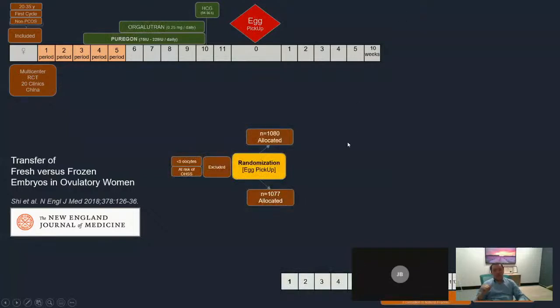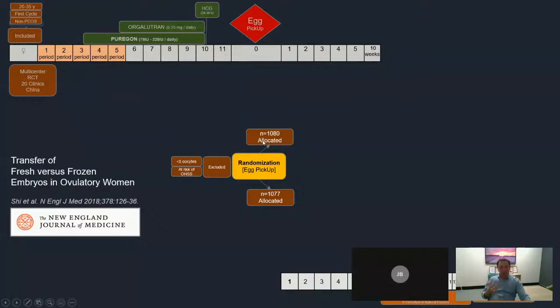Now, a very important point is randomization. Randomization, of course, in an RCT means that once patients are invited and recruited for the study, they start the intervention. When a certain time comes, the patients are randomized into two different groups. One is the control group, and the second one is the treatment group. Here, randomization happened at the time of egg pickup.